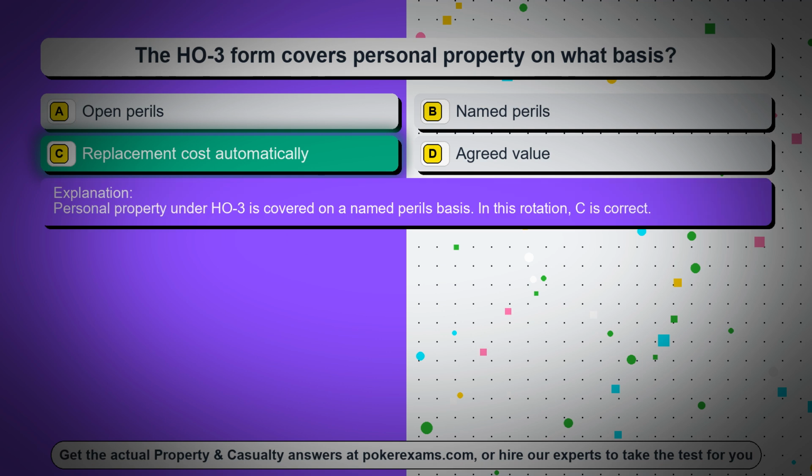Personal property under HO3 is covered on a named perils basis. In this rotation, C is correct.